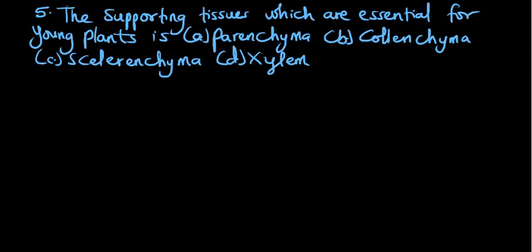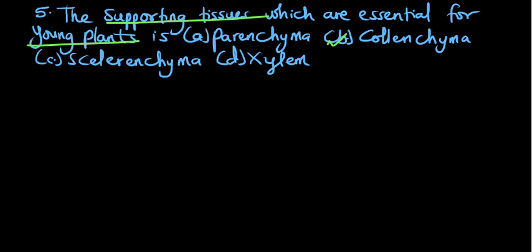So our next question states, the supporting tissues which are essential for young plants. So they talk about young plants here. Whenever you hear supporting tissues which are essential for young plants, the tissue that is responsible is what? Collenchyma. Collenchyma is responsible. It provides strength and support in young growing plants.